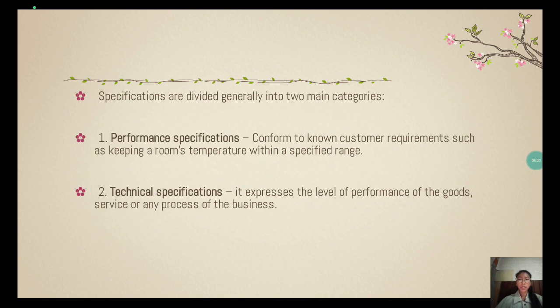Specifications are divided generally into two main categories. Number one is performance specifications. It defines the functional requirements for the item, the environment in which it must operate, and interface and interchangeability characteristics. Next is technical specification. It is a detailed and comprehensive document that describes all technical procedures related to product development.